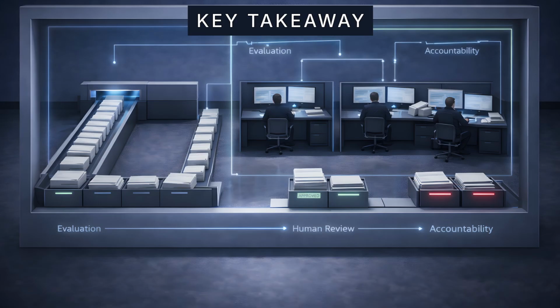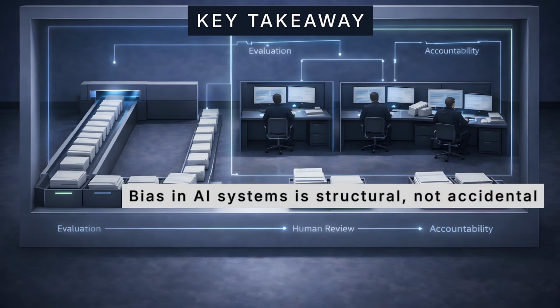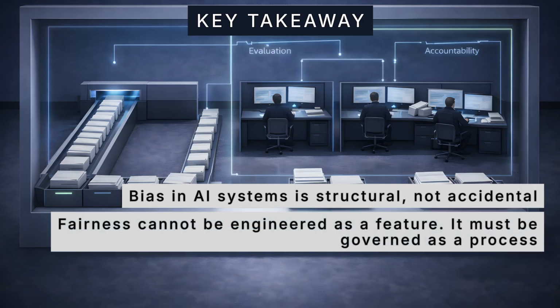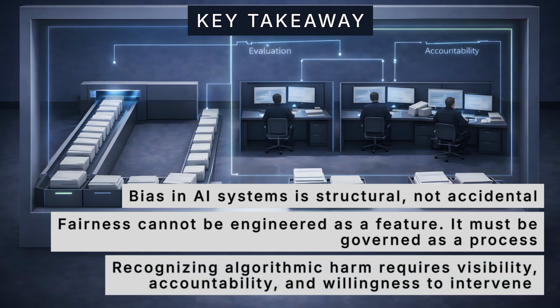The key takeaways are: bias in AI systems is structural, not accidental. Fairness cannot be engineered as a feature, it must be governed as a process. Recognizing algorithmic harm requires visibility, accountability, and willingness to intervene, even when systems appear to perform well.